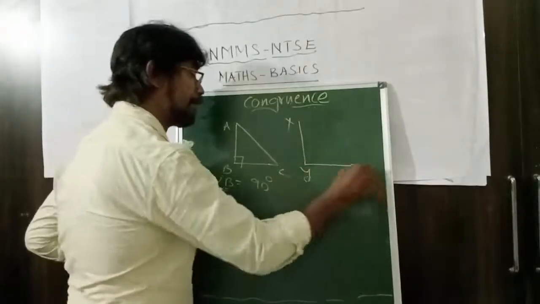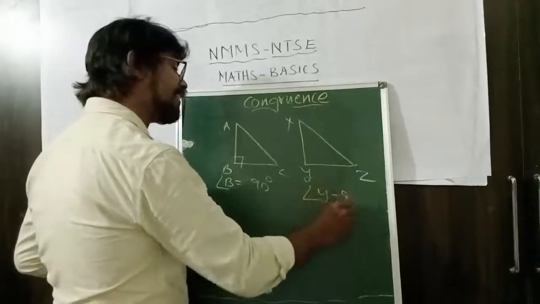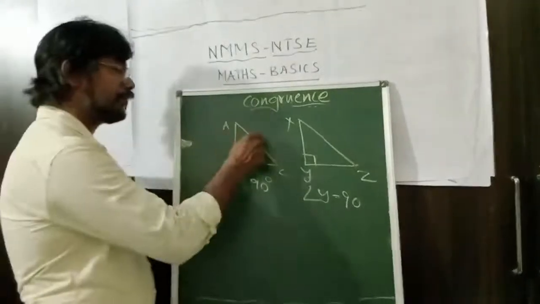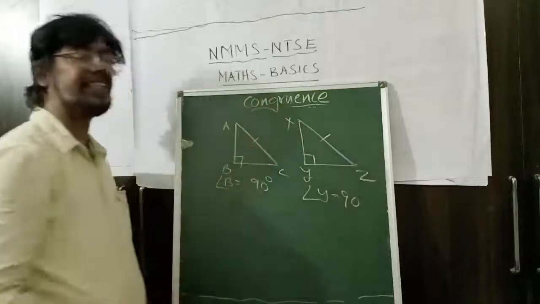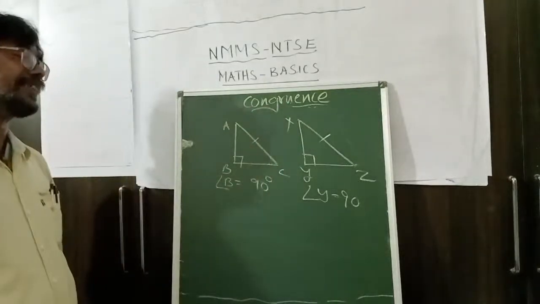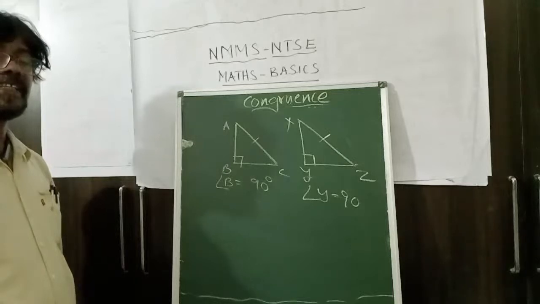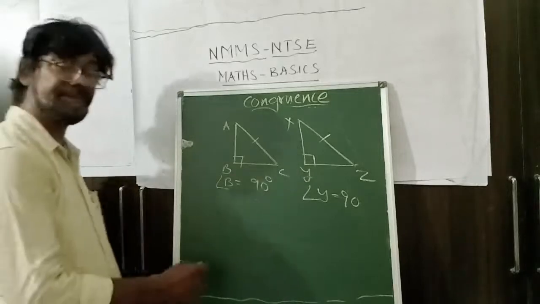X, Y, Z. Angle Y is equal to 90 degrees. AC is the hypotenuse in the triangle ABC, and XZ is the hypotenuse in the triangle XYZ. These two are right angle triangles. Understand?